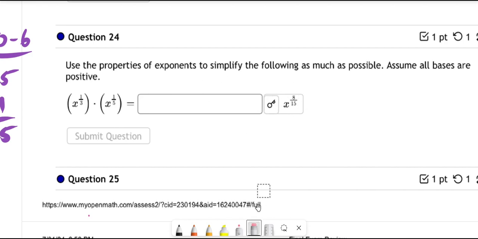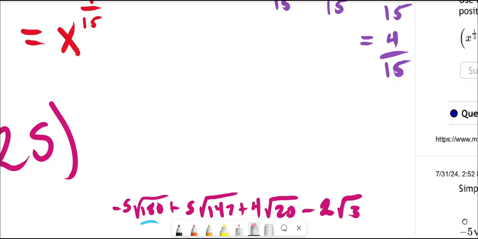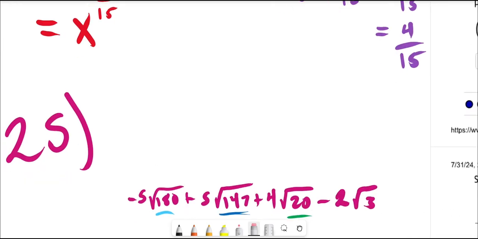Moving on to question 25, we are now asked to simplify this sum of radicals. They want our answer stated exactly, which means in terms of radicals, no decimals. You put a decimal in here, it's not going to mark it correct. So first, copying the problem over, what we're going to do is simplify each one of these radicals. Now, this last one, 2 radical 3, is too simple to simplify.